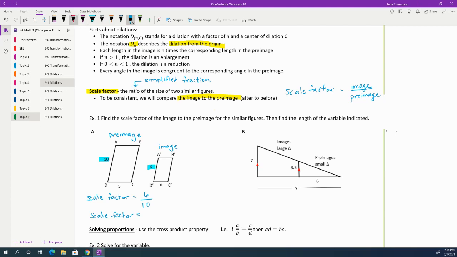And then I simplify, because I need a reduced fraction, right? Simplified fraction. What goes into 6 and 10? 2 goes in here 3 times and 2 goes into here 5 times. So my scale factor is going to be 3 over 5. Now check it out. 3/5 is less than 1. So notice how the image is smaller than the pre-image, and 3/5 is smaller than 1. That works out.